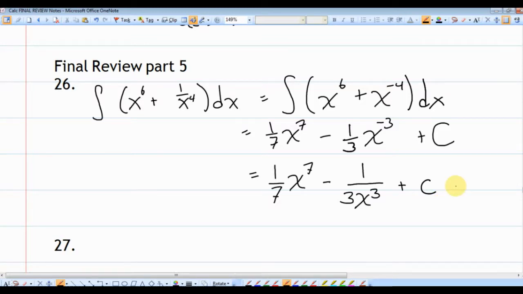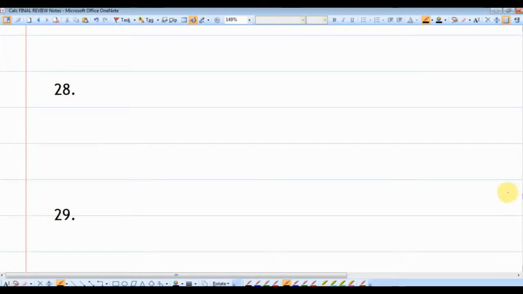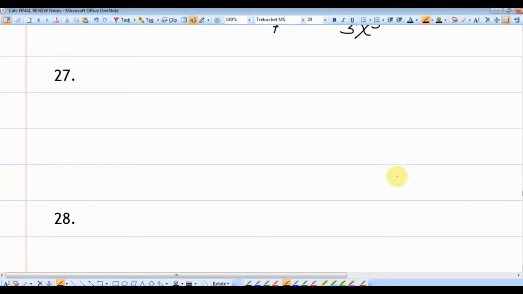Okay, any other questions? 28? We're going to get to 28 if we get to 27, so might as well do 27. Let's finish them all with tabular integration.